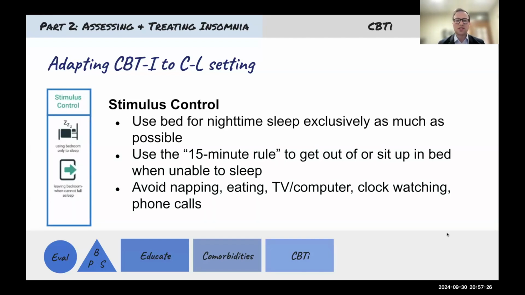And then stimulus control is extremely effective. And we know this can be hard to address in the hospital. The common aspect of stimulus control and associating the bed with sleep and not wake is the advice that if a patient is not sleeping, that they get out of bed. This could be modified to the hospital environment, where we could tell a patient, well, if it's taking you more than 15 minutes to fall asleep, you may sit up in bed to help break that association between the bed and wakefulness. We also want to recommend that the patient, if possible, avoid napping, avoid eating in bed, minimize computer use in bed, clock watching, or even phone calls.